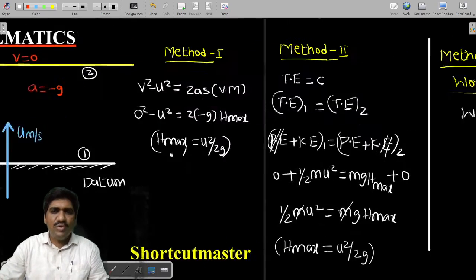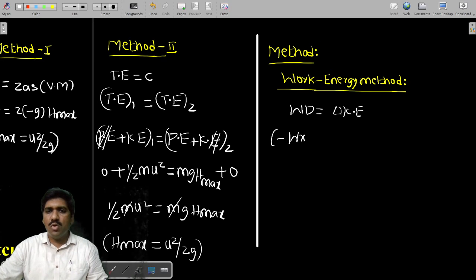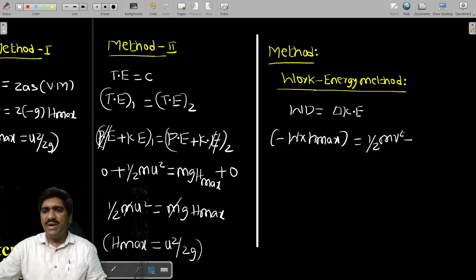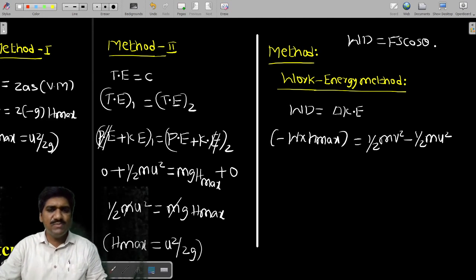And when the force is opposite to displacement, I can say that the work done by the weight will always be negative, and this displacement has to become h maximum. So minus W into h maximum is equal to half m v square minus half m u square. One more point I want to say: work done is always equal to F into S multiplied by cos theta. What is the meaning of theta? Theta stands for the angle between force and displacement.